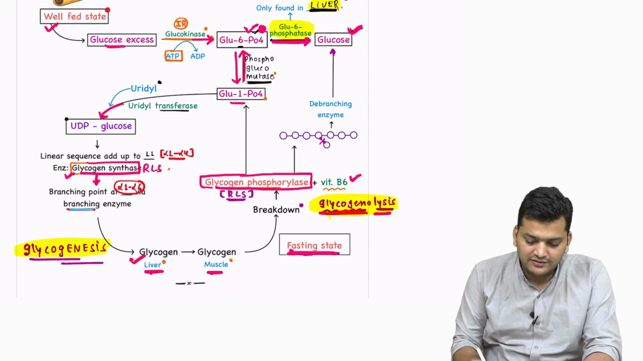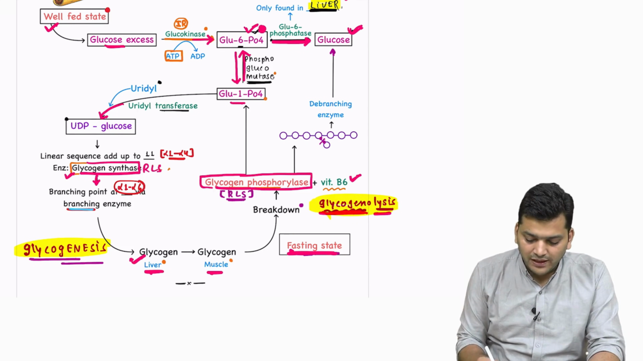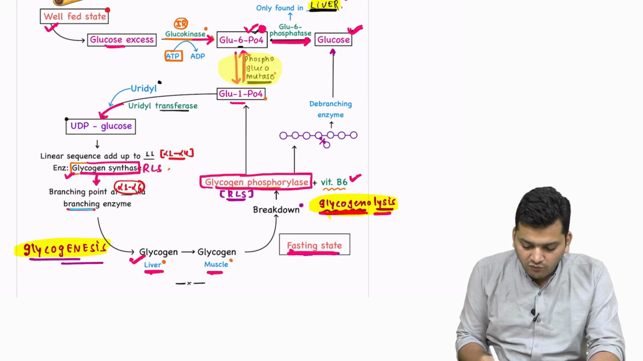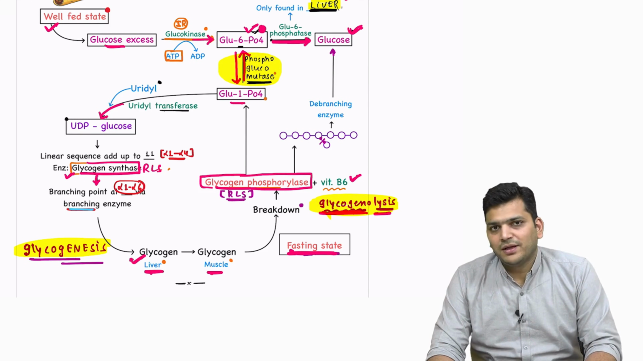Can you tell me one enzyme which is common in both the pathways? There is only one enzyme which is common in both the pathways, and the name of that enzyme is phosphoglucomutase. Phosphoglucomutase, which is common in both the pathways.